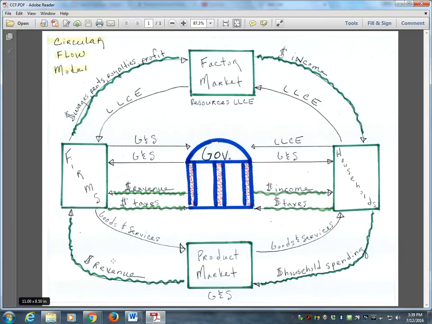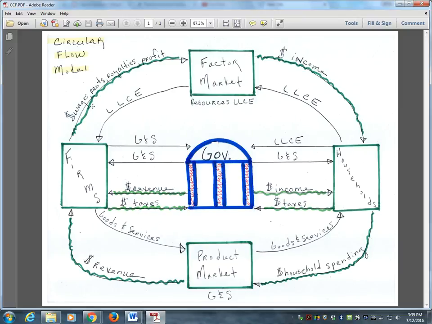Now, how do firms create goods and services? Where do they create them from? Well, from productive resources, land, labor, capital, and entrepreneurship. They're also called the factors of production. Where do they get them? Well, up here in the market at the top called the factor market or the resource market. And land, labor, capital, and entrepreneurship flow into firms from this market. And they buy these things to create their goods and services, and they pay for them. So we have a money flow going to the factor market.